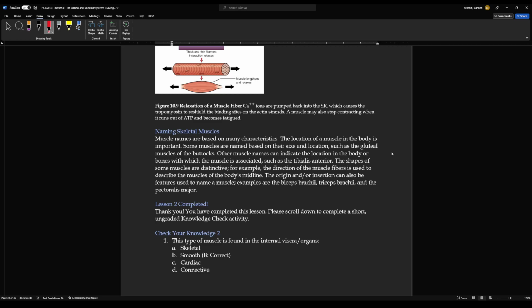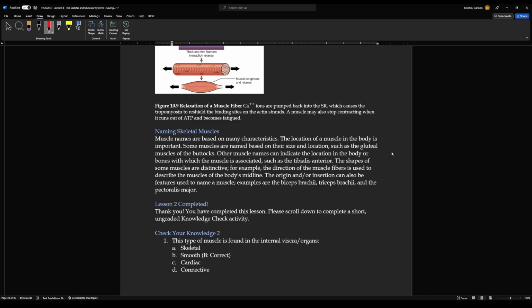Their origin is different, but their insertion is going to actually be the same tendon. And the same applies to tricep as well. These muscle fibers, if they're on different heads, might run in different directions. They might allow the muscle to do a slightly different action. Like, for instance, the deltoid.